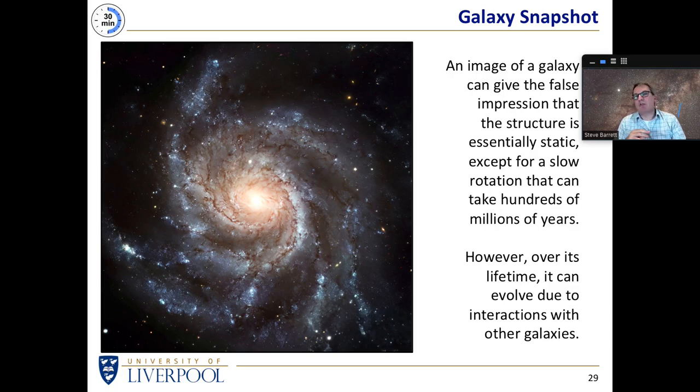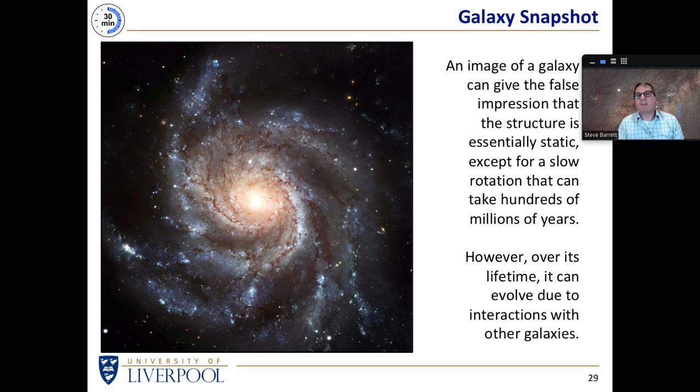If we take a snapshot of a galaxy, we can't see the black hole here because it's far too small and it's simply completely washed out by the fact that we've got so many stars in that region. So in the optical part of the spectrum, we can't see anything unusual going on. But we can, of course, obtain lots of snapshots like this of galaxies.